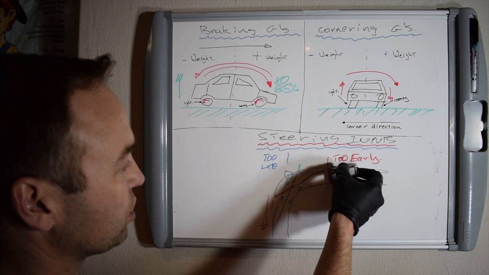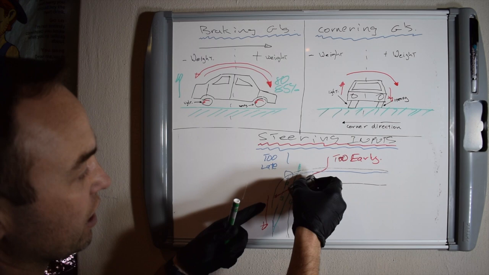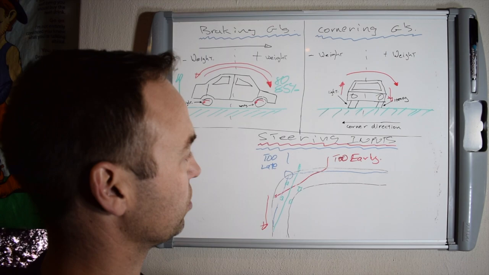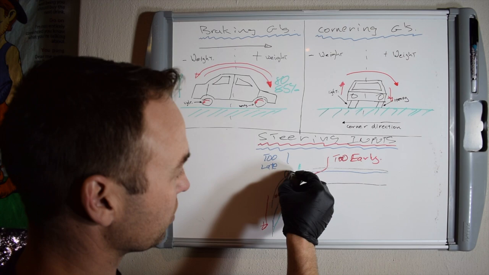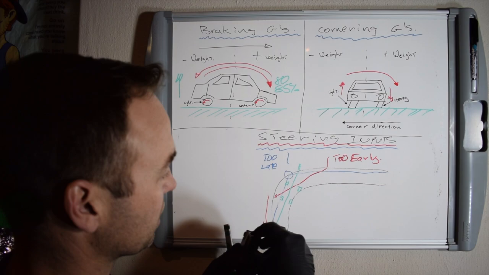If you turn in too early, what's going to happen is you're going to run out of corner, and you're going to have to get off the power, turn and get on the power again. So that's what you don't want to do. You want to find that middle spot where it gives you the right trajectory when you finally get the car turned and you hit the clipping point, and it shoots you out the exit in a straightish line.